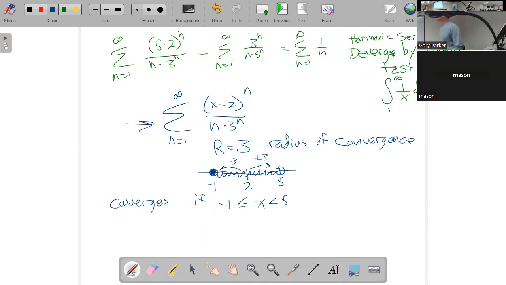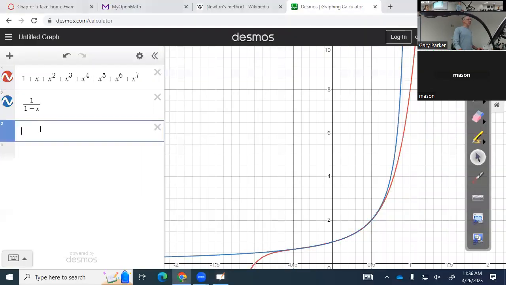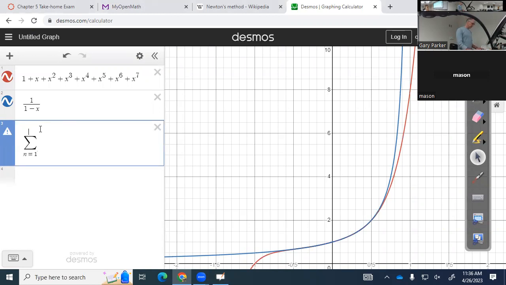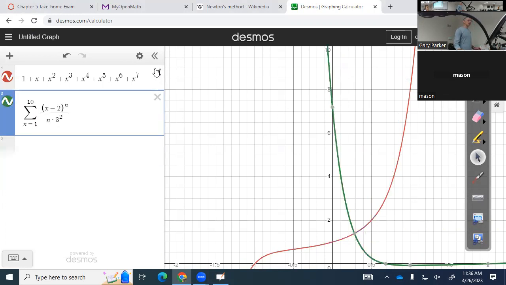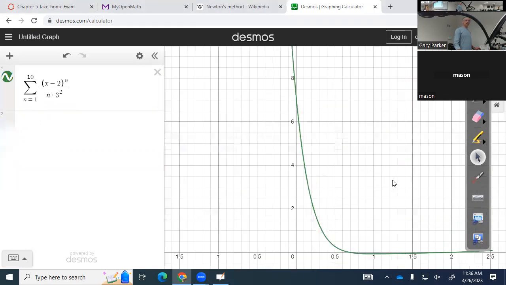What does it converge to? I have no idea. But it's a function. What happens if we graph it? Well, we can't graph all of it because we can't do an infinite sum on a finite thing like a computer, but I can do some partial sums. So the sum from 1, let's go up to 10 of the fraction (x minus 2) raised to the power n divided by n times 3 raised to the n. Let's turn off this other one. It looks like this green thing right here.